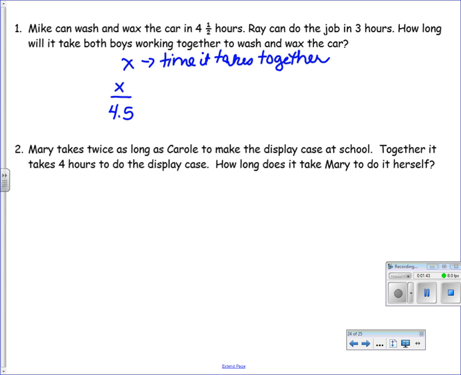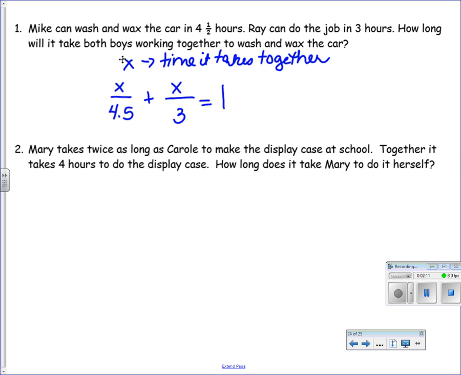So again, time it takes together, don't know, over Mike's individual time, plus, because remember they're working together, I don't know the time together that they have, but I know that Ray's individual time is 3 hours. Can't you just add them? No, not yet. And they're still equaling 1 car.